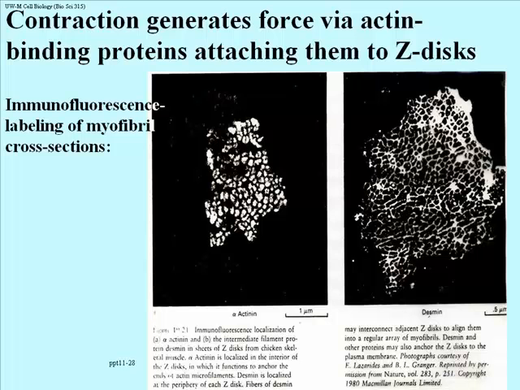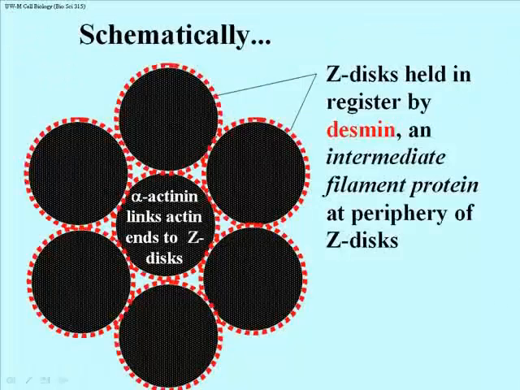This is a bunch of Z discs in register, that is aligned at the same position along a muscle. And so each bright circle in the alpha-actinin stain represents one Z disc, and you can see all the Z discs are held in register. They're all next to each other. They're not staggered in the myofibrils. And if you look at the desmin stain, you see much the same thing, except the desmin stains the circumference of the Z disc, and alpha-actinin seems to permeate the Z disc. Well, that has some consequences for our understanding of what's going on here.